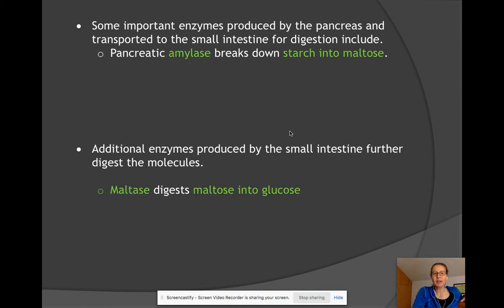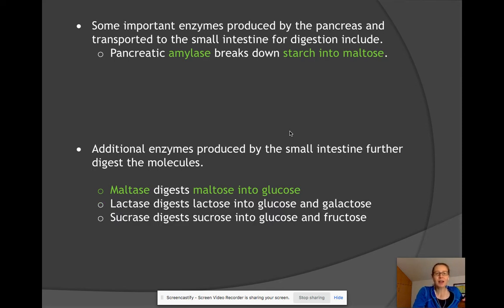But the intestines themselves will actually further digest molecules. So there's enzymes called maltase that break down maltose into glucose. So you remember your disaccharides into your monosaccharides. And then we've got lactase that digests lactose into glucose and galactose, and sucrase digests sucrose into glucose and fructose.